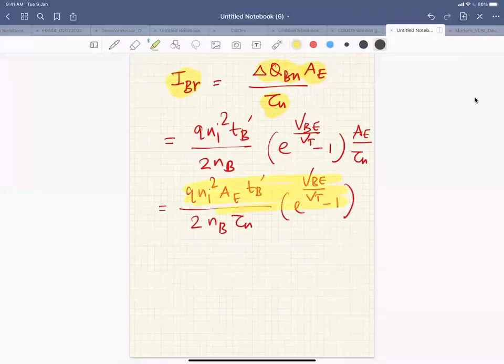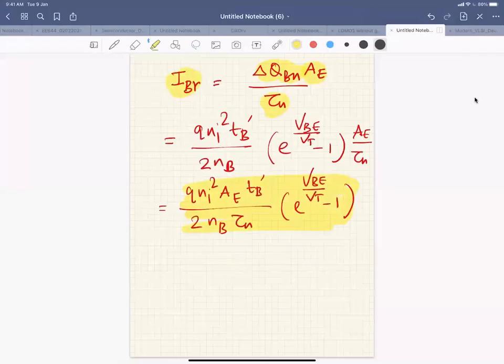This is the easiest way to find recombination current. If you know tau n, the minority carrier lifetime, it will depend on the defects inside the base region, right? Let's say your base region is highly defective, with a lot of crystal defects and other defects. Then your tau n will be very low, and your recombination current will increase, because there will be more recombination, right?